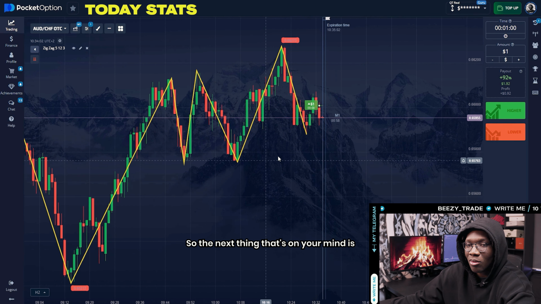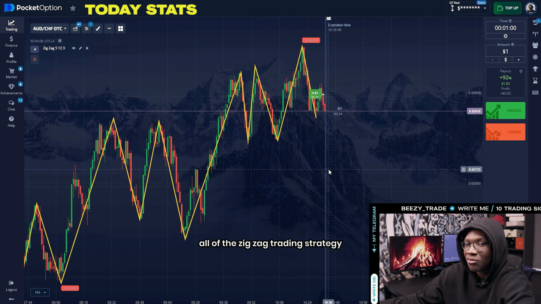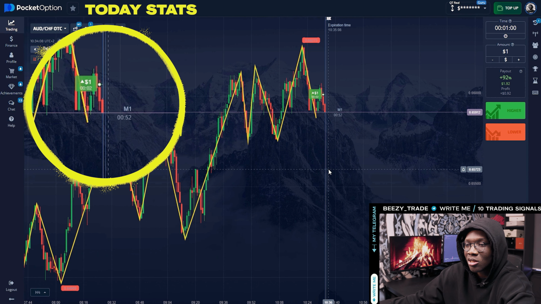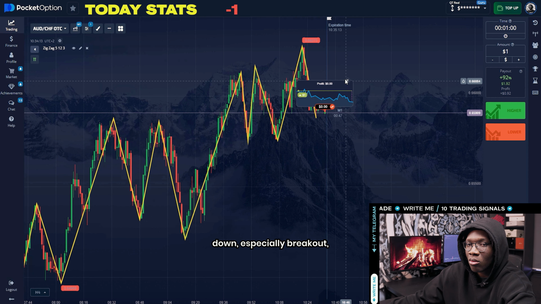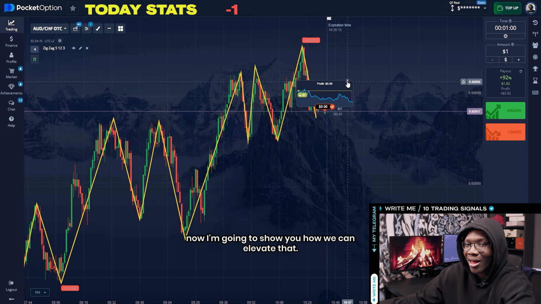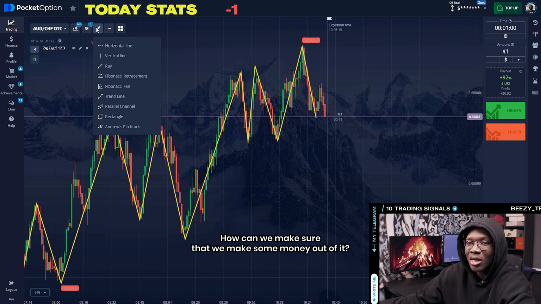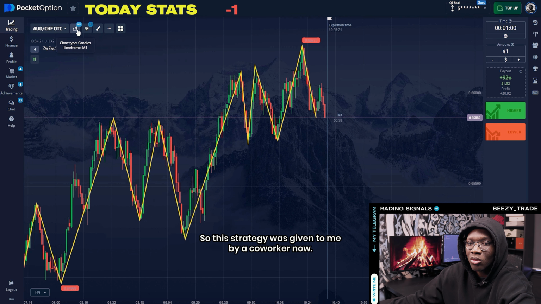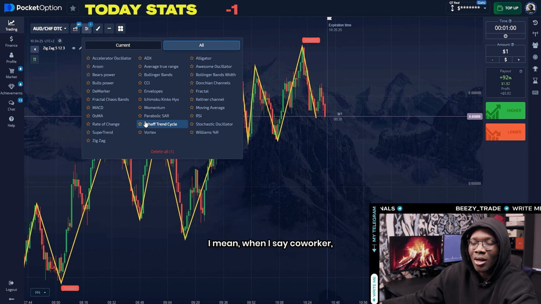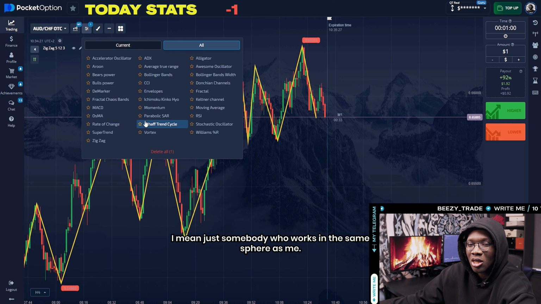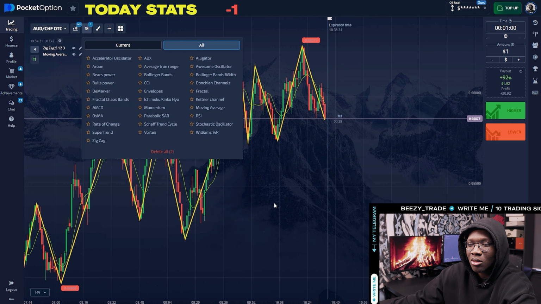So the next thing on your mind is, once you've got the ZigZag trading strategy down, especially the breakout, now I'm going to show you how we can elevate that. How can we make that better? How can we make sure that we make some money out of that? This strategy was given to me by a coworker. When I say coworker, I mean just somebody who works in the same sphere as me, just another trader, and I've been wanting to try it out.